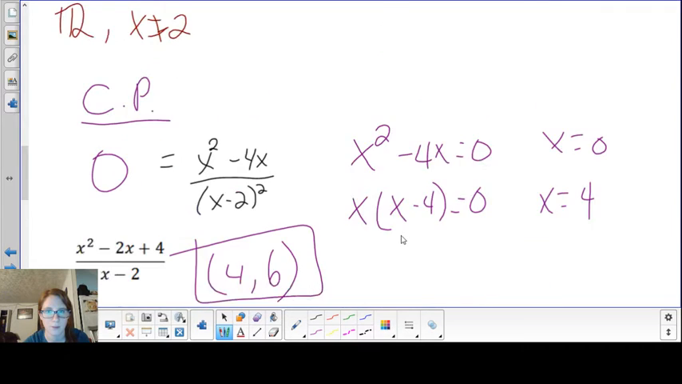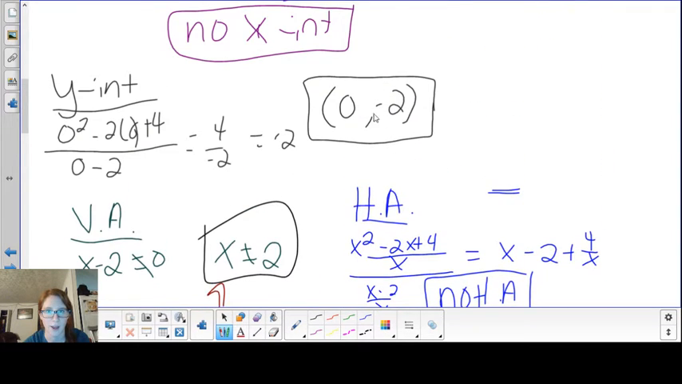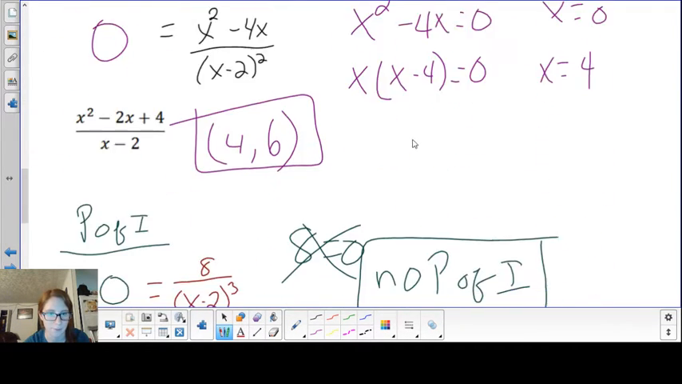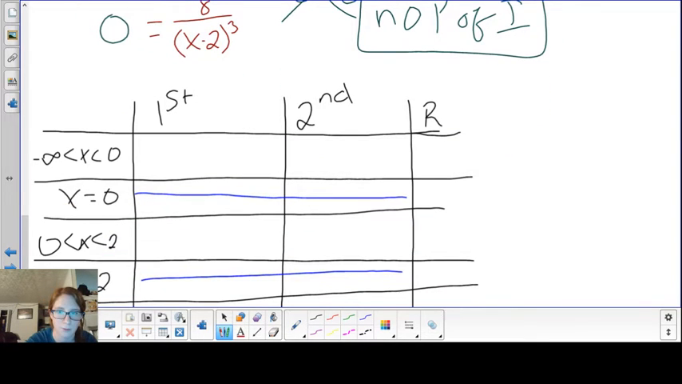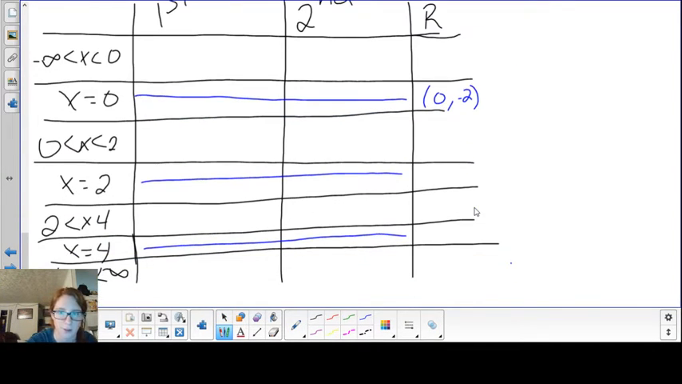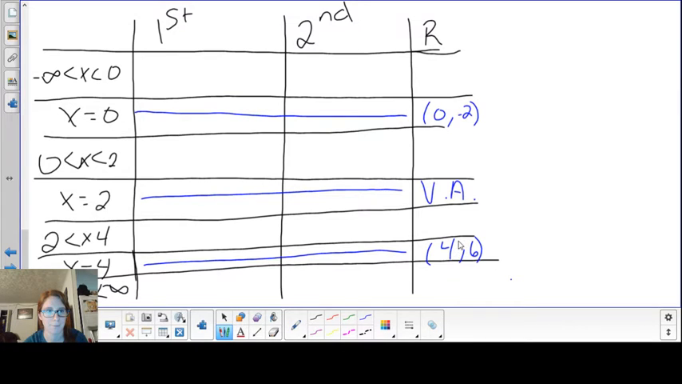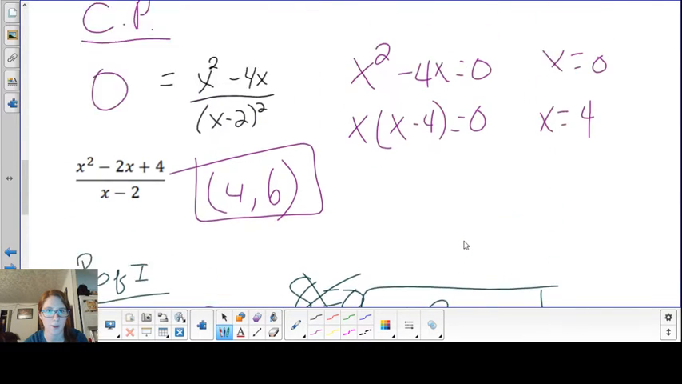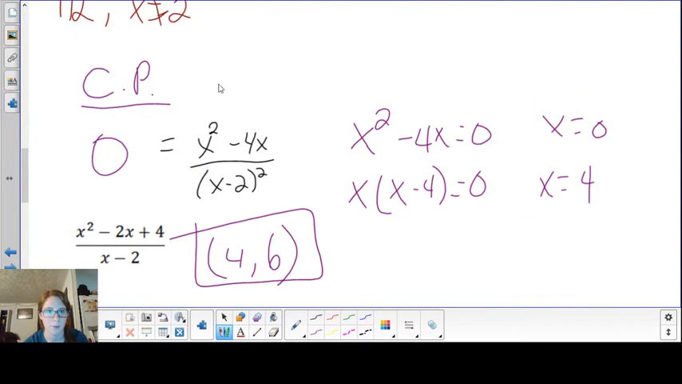At 0, I was at the point 0, -2, so I'm going to put that on there. At 2, I had a vertical asymptote. And at 4, I was at the point 4, 6. Okay. So I'm going to want to take a look at my first and second derivatives.